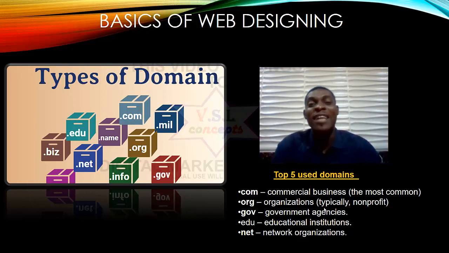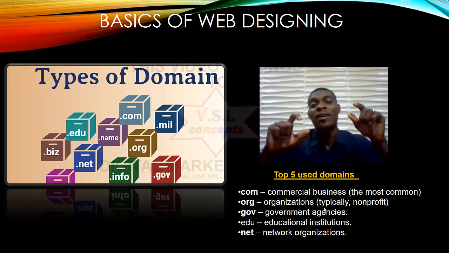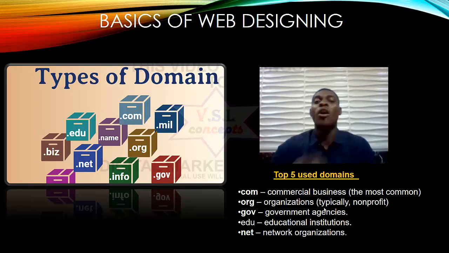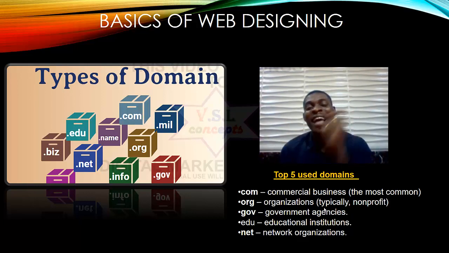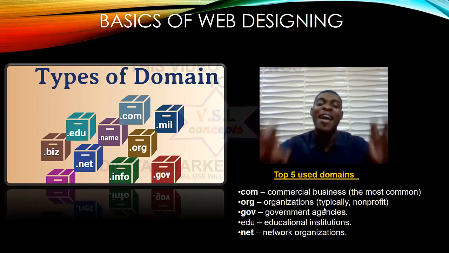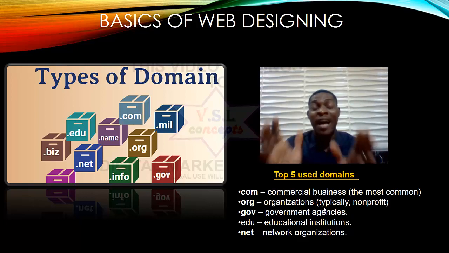.edu are for educational institutions, any form of school. So imagine someone creating a school and putting domain name .com for a school. No. That is why we have the .edu domain name. You get the point? The next is what? .net. Network organizations. I'm sure you understand what I mean by all these 5 domains that are available for us.